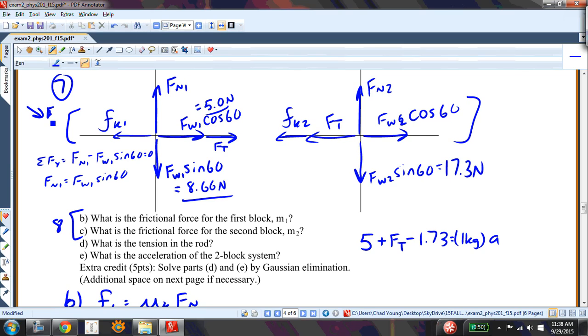Now the sum of the forces in the x direction for block number 2. Let's put in some numbers here. This Fw2 cosine 60, what was Fw2? 20. So this is going to be 10 newtons. So I'm going to have 10 minus Ft minus 1.73 equals 2a. So these are my two equations.